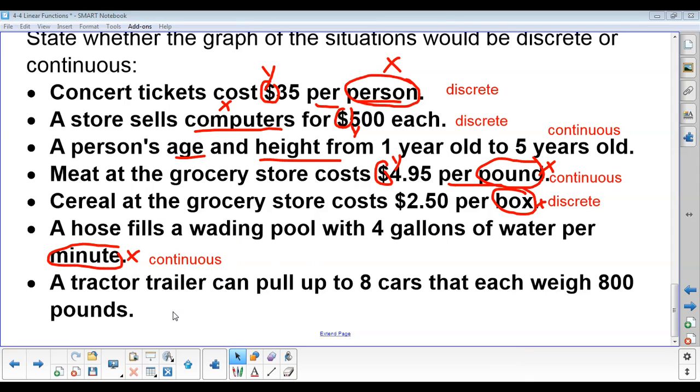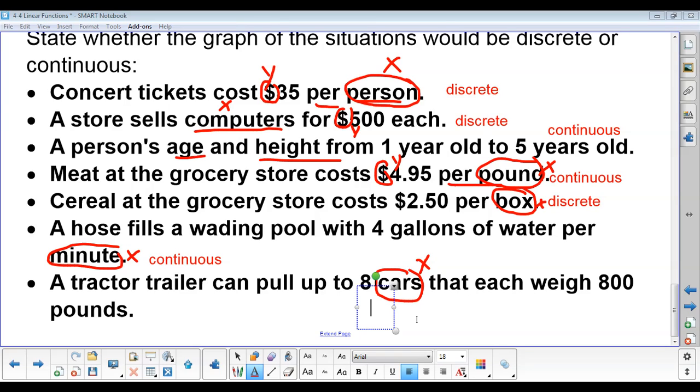Our last one is a tractor trailer can pull up to 8 cars that each weigh 800 pounds. All right. Well, we have weight, but that weight depends on how many cars there are. So it's the cars that are our independent variable, our x, and we can't have part of a car. So this one, even though it has weight, it's based on our independent variable, and so this one has to be discrete.